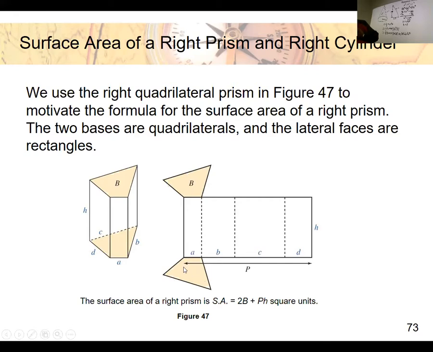And the P comes from the perimeter of this object. We look at the perimeter, that's the distance around the entire base, the perimeter of the base, and then that's multiplied by its height.